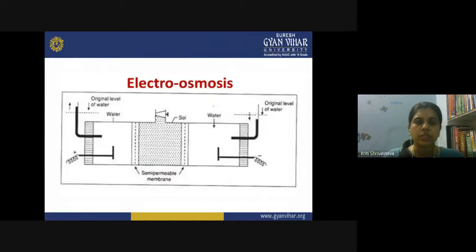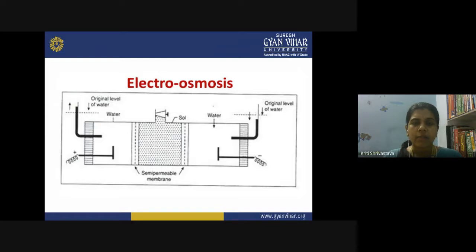So this is a simple setup of electroosmosis, and this is very similar to the osmosis process. Here you can see the original level of water. Water is moving inside, and here we have applied the electric field. Electrodes are visible in this diagram. This is my semi-permeable membrane, and the sol is filled between these semi-permeable membranes. So we have water outside and sol inside.